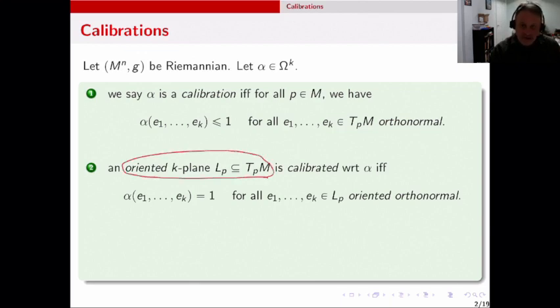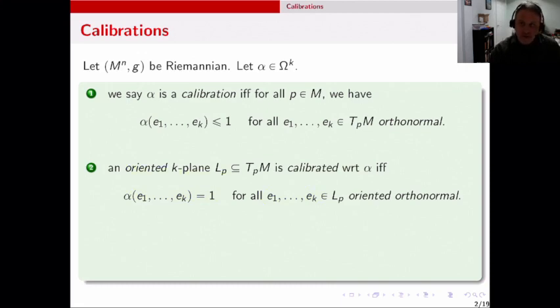tangent space. So let L_p be a k-dimensional subspace of the tangent space to M at the point p with a given orientation. And then we'll say that this oriented k-plane is calibrated with respect to alpha if and only if, whenever we put in an oriented orthonormal basis for L_p, we actually achieve this maximum plus 1 on alpha. Right? So if we plug in an oriented orthonormal basis for L into alpha, we're going to get plus 1. That's what a calibrated oriented k-plane is.